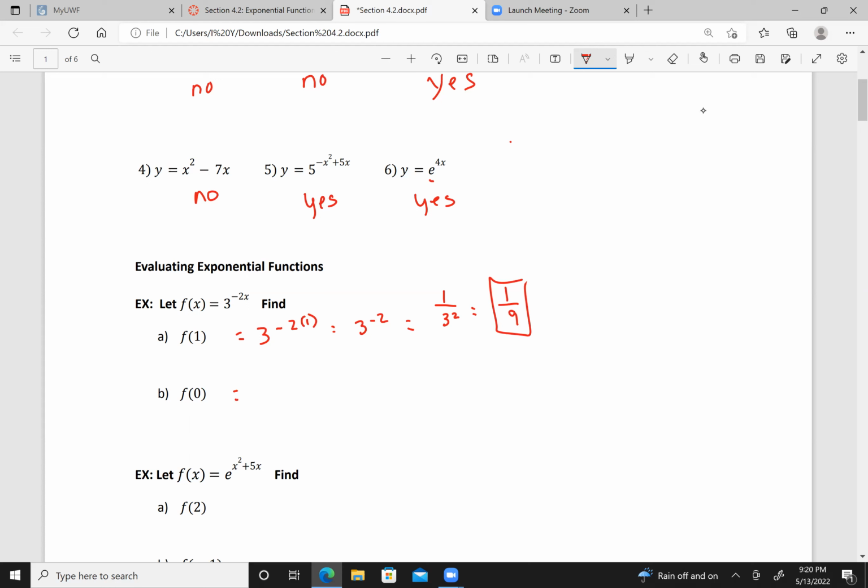Here we have f of 0, so I have 3 to the negative 2 times 0, which is 3 to the 0, and anything to the 0 power is simply 1.